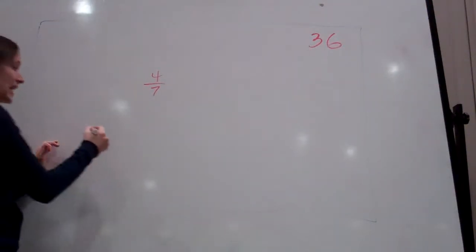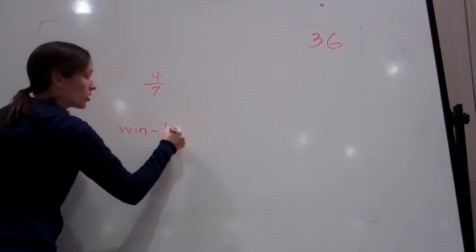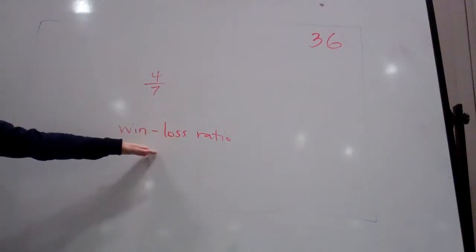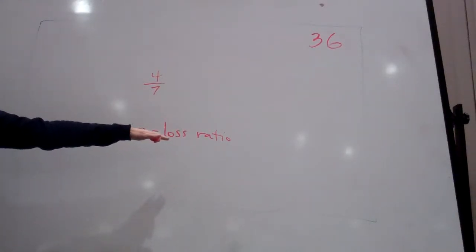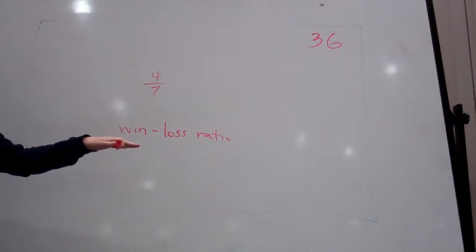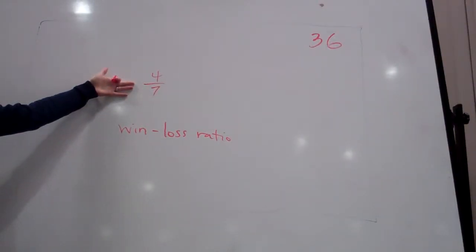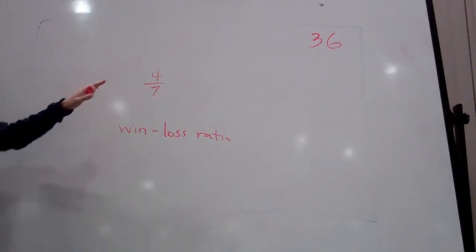What was the team's win-loss ratio? Which one is going to go on top? Wins. Losses are going to go on the bottom. Does it tell how many losses we have? No. Can I figure it out? Yes. 4 over 3.